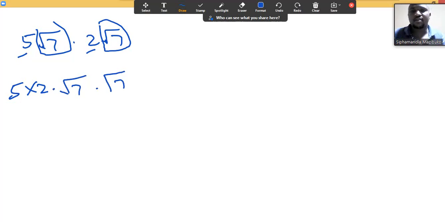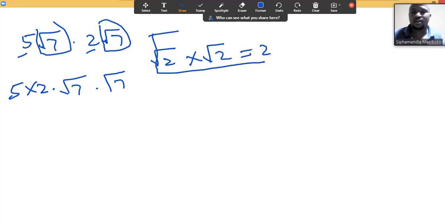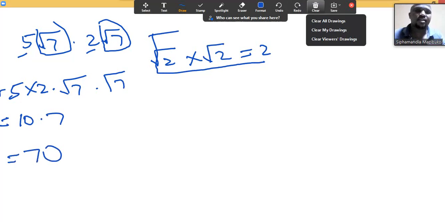You can use the same way of saying root 2 times root 2. You can check this on a calculator. This will give you 2. So here I'm just making an example. Okay, so let's carry on to our problem here. Now we have 10 times 7, and this is simply 70. Okay, let's look at the next example.